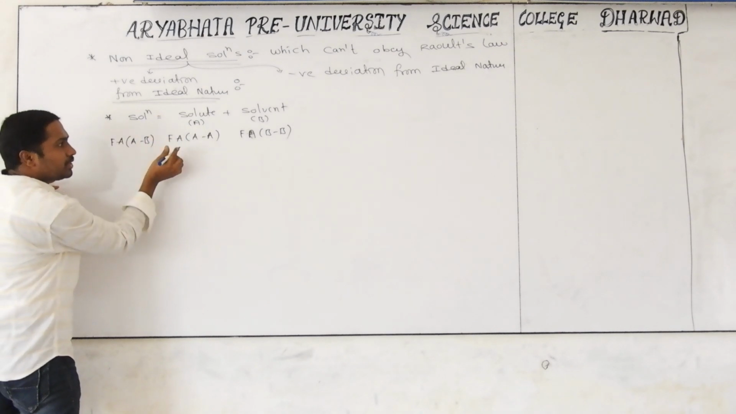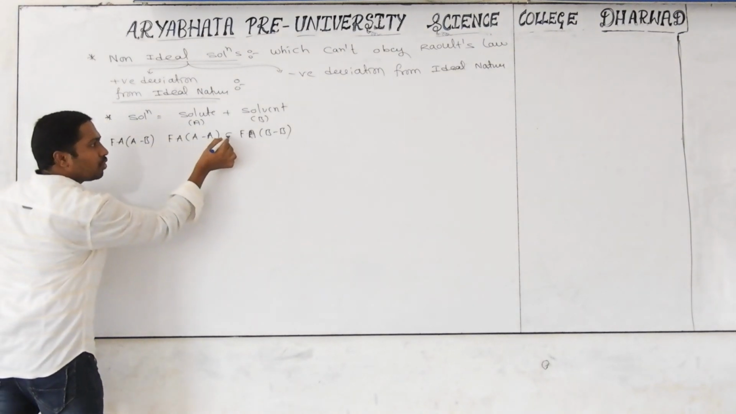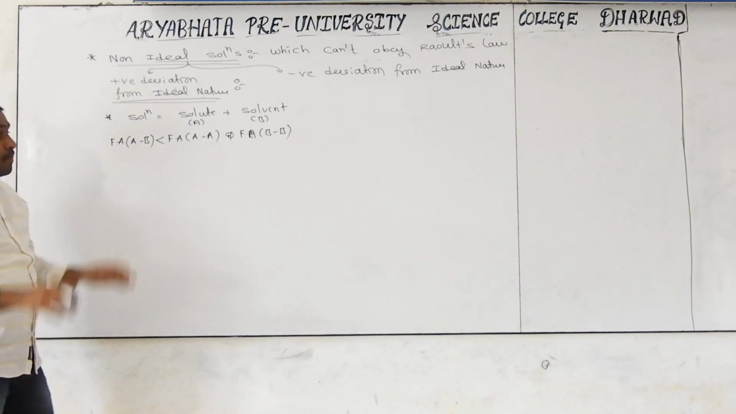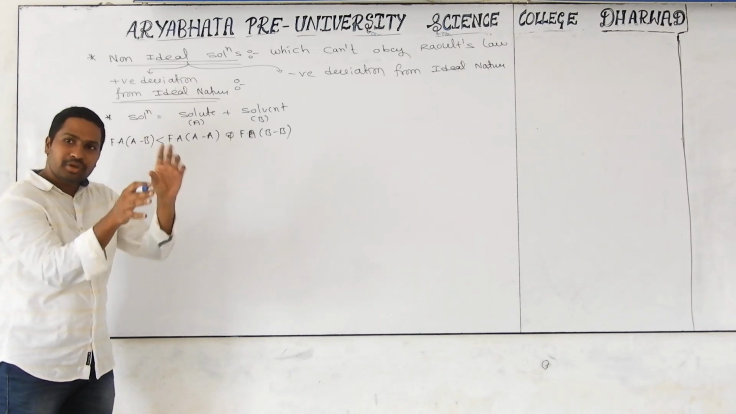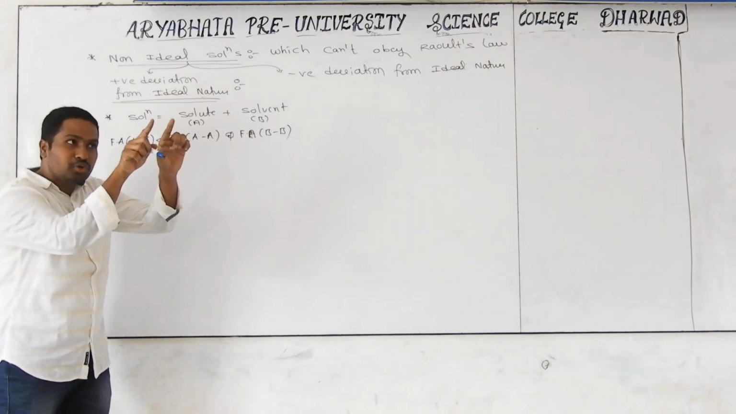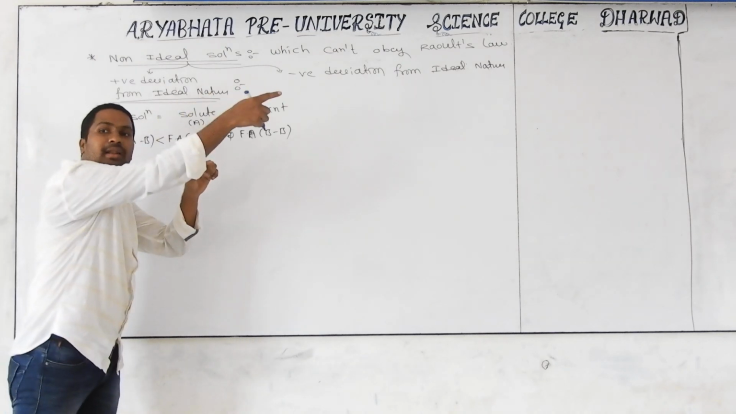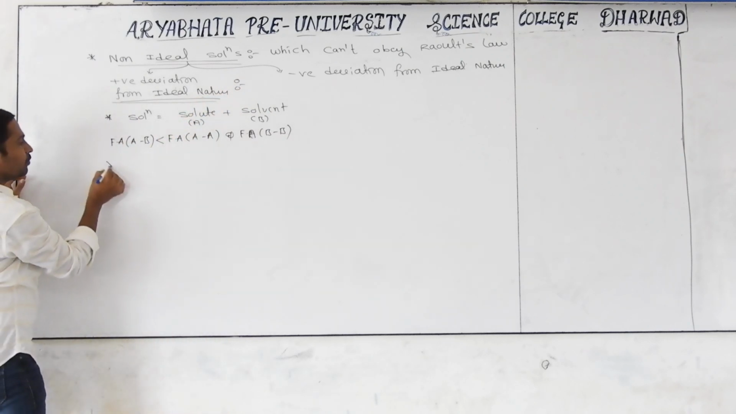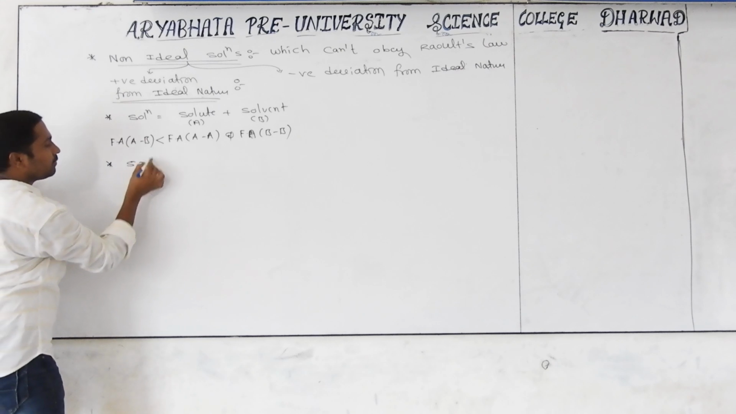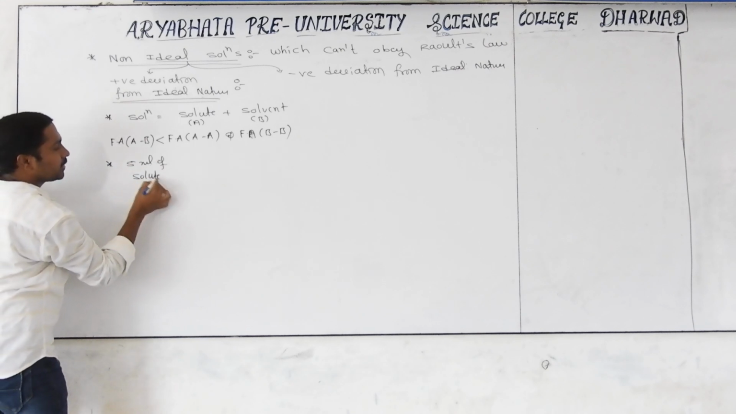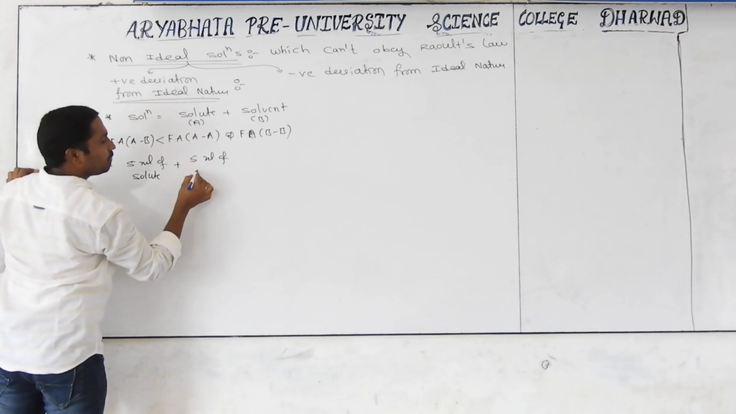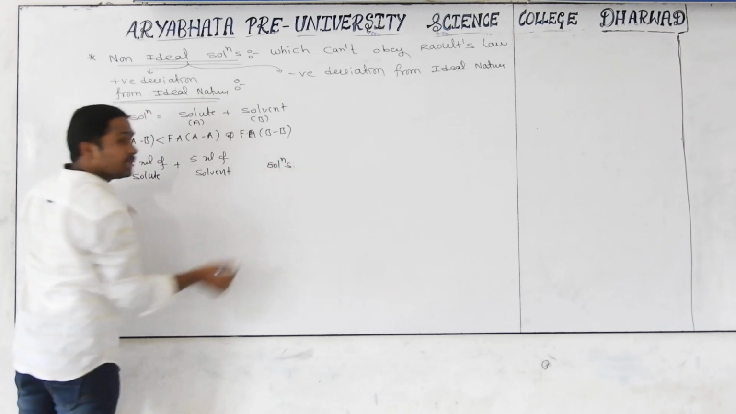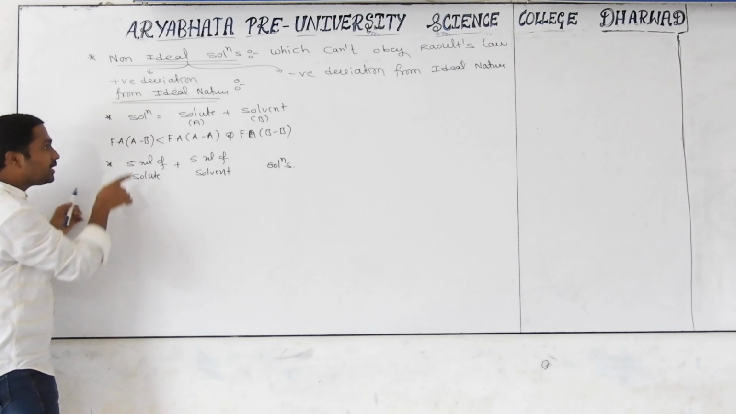In case of positive deviation, the force of attraction between solute and solvent in the solution will be less than in the pure solute and pure solvent. So what happened? For example, you take 5 ml of solute and mix it with 5 ml of solvent. Definitely we get a solution. If it is a positive deviation, what happens in the solution?